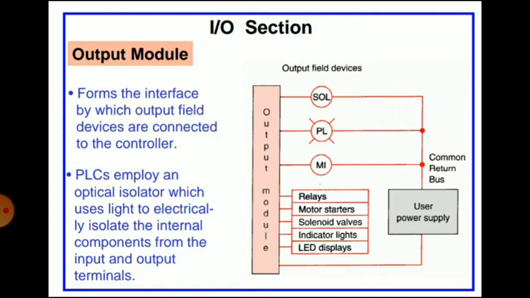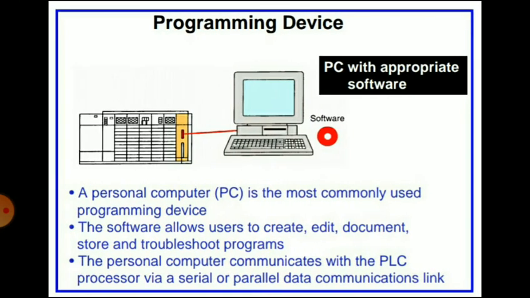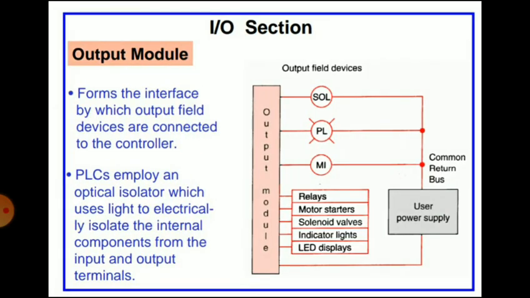PLCs employ an optical isolator which uses light to electrically isolate the internal compartments from the input and output terminals. The objective of the interface here is to interface the various input signals received from the sensors or switches, selector switches, or to send the output signal to output devices such as motors, solenoids, and indicator lights. So this is the objective of interfacing input and output modules.